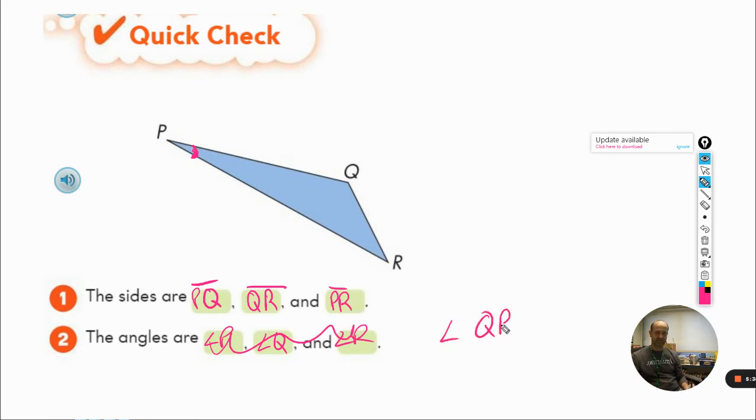Angle QPR. Notice how P is my vertex in the middle. Then I've got angle PRQ. Again, the big thing is having R in the middle. You could switch the P and the Q, it doesn't matter. And then this one here is angle PQR, okay? Or RQP. Again, your vertex is in the middle of that.